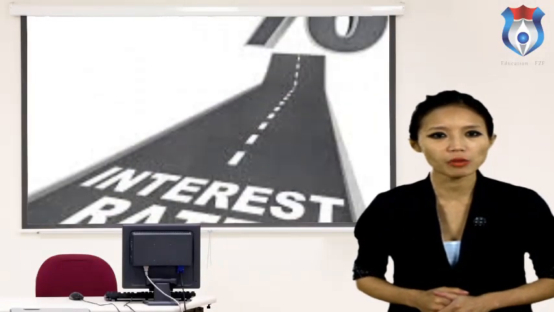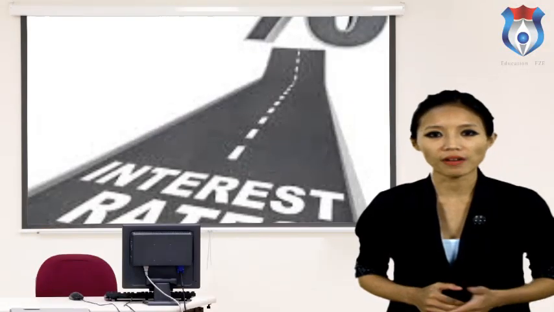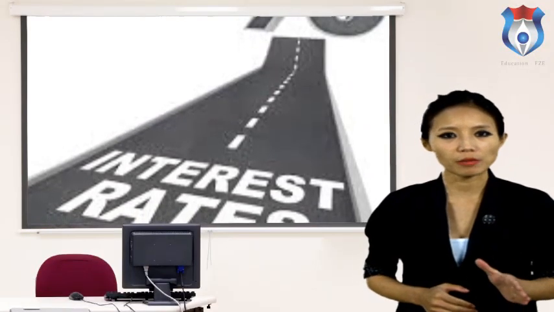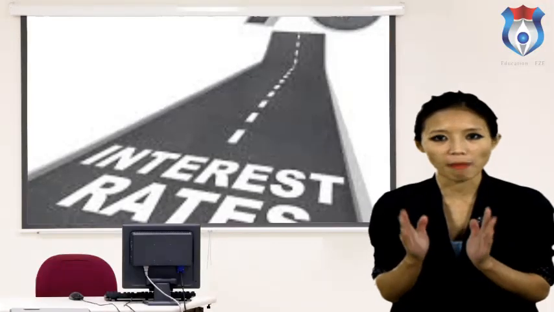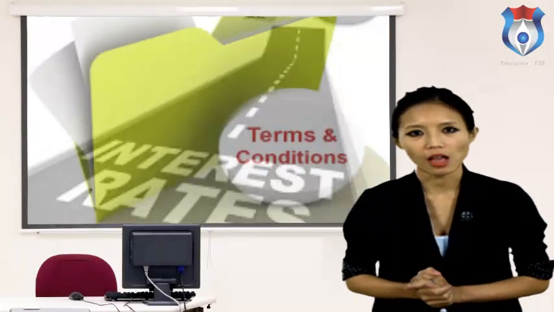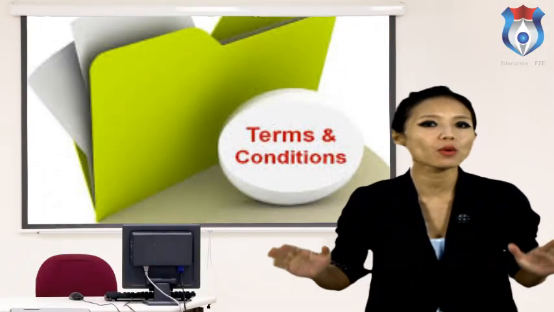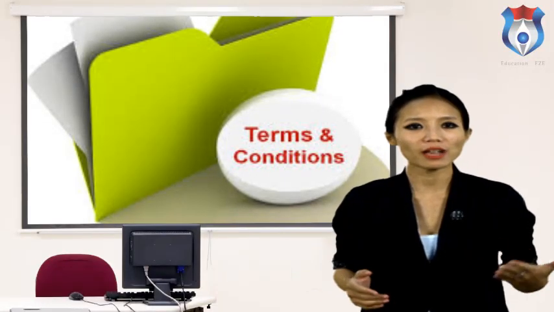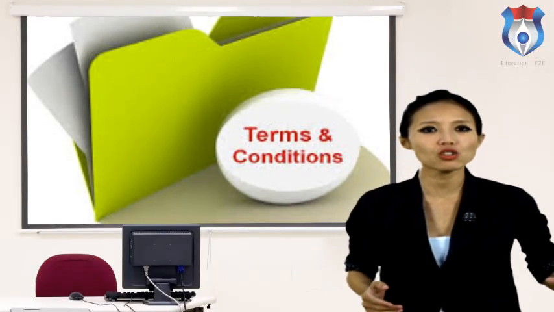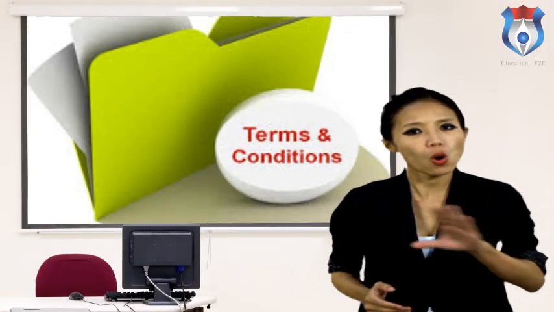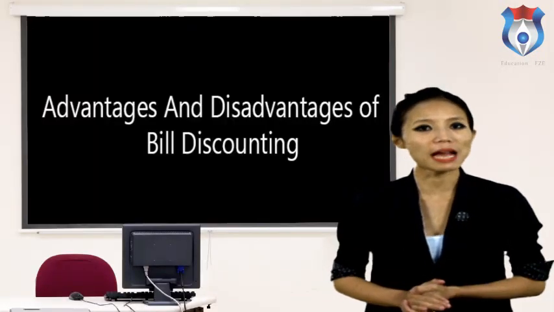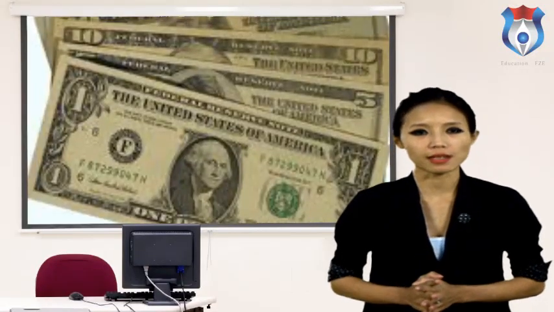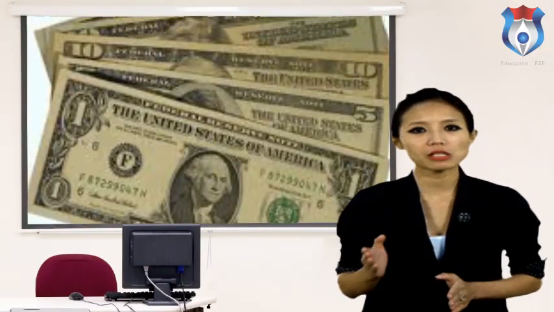Interest is not payable in case of trade credit, provided payments are made within the credit period. Interest has to be paid on bank credit in all circumstances. The terms and conditions of trade credit vary according to the custom and usage of trade. Bank credit is granted on terms and conditions which generally are the same for all types of business. Advantages and disadvantages of bill discounting. Advantages of bill discounting. Immediate availability of cash.